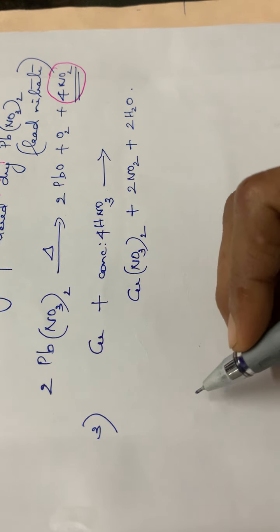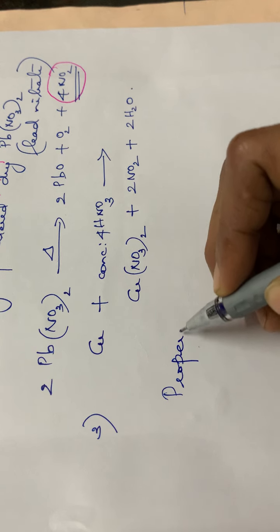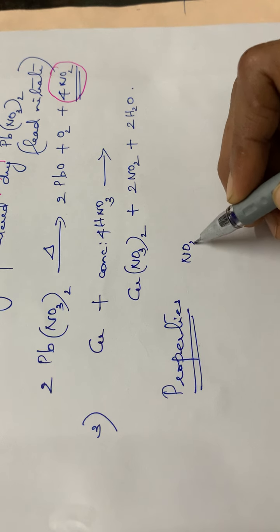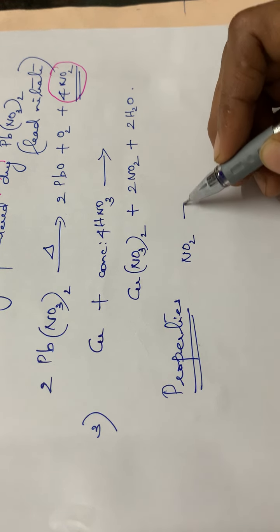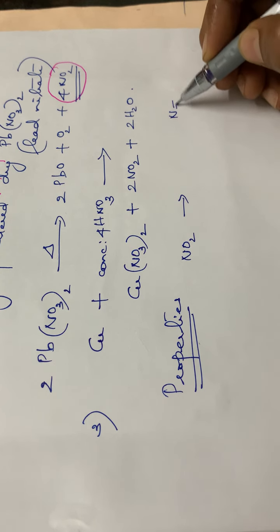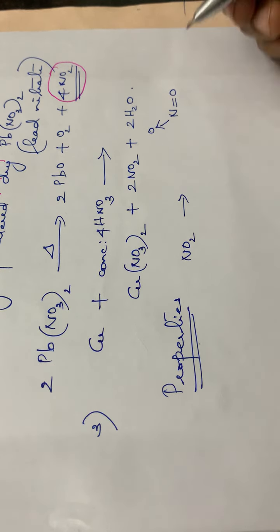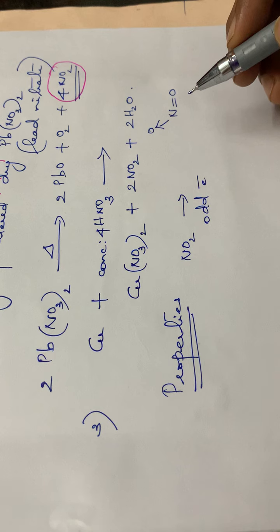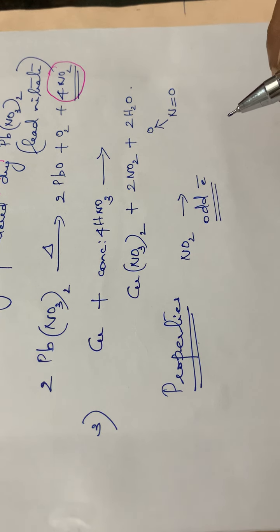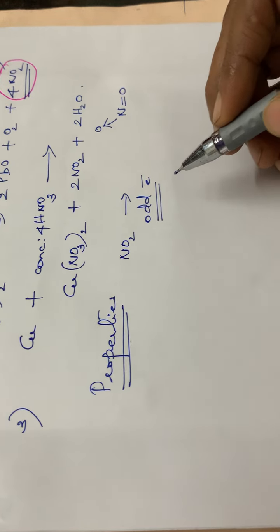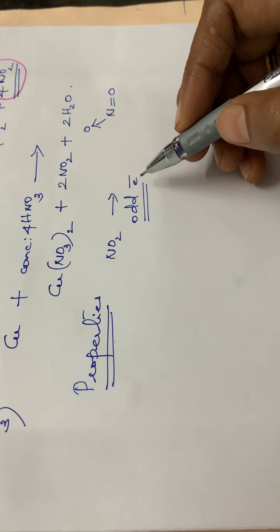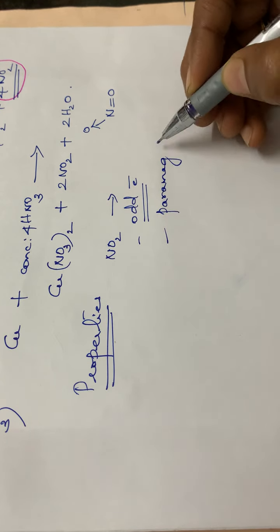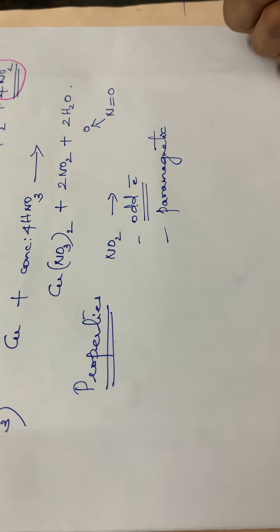Then the next is coming to the properties of this particular compound, NO2. See, already I told you that NO2 is an odd electron molecule. The structure is like this: N double bond O, coordinate bond O. And this nitrogen will have one odd electron, meaning one single electron. So if there is an unpaired electron, what about that particular molecule? If a molecule has an unpaired electron or an odd electron, we can say that molecule will be paramagnetic. So the NO2 molecule will be paramagnetic.